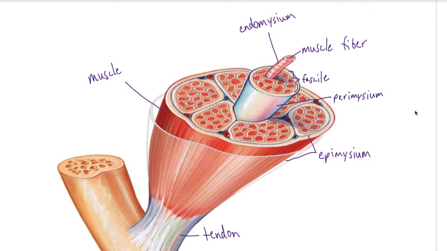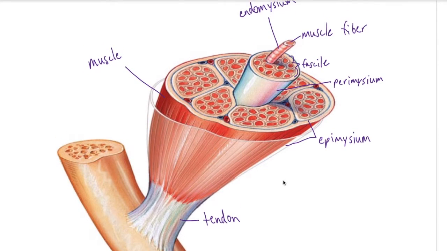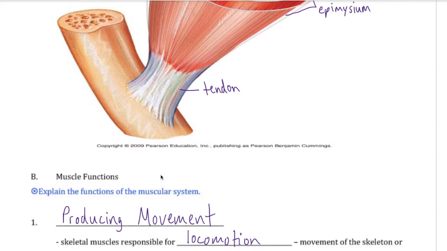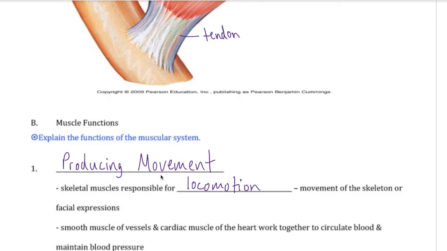And so here we go. Here's some labeling for you. We have our endomysium, which covers the muscle fiber, the fascicle, which is a bunch of muscle fibers. The perimysium is going to cover the fascicle, and the epimysium is going to cover the muscle. So then here's our tendon that attaches to the bone. And that's how muscles are attached, through tendons and ligaments.